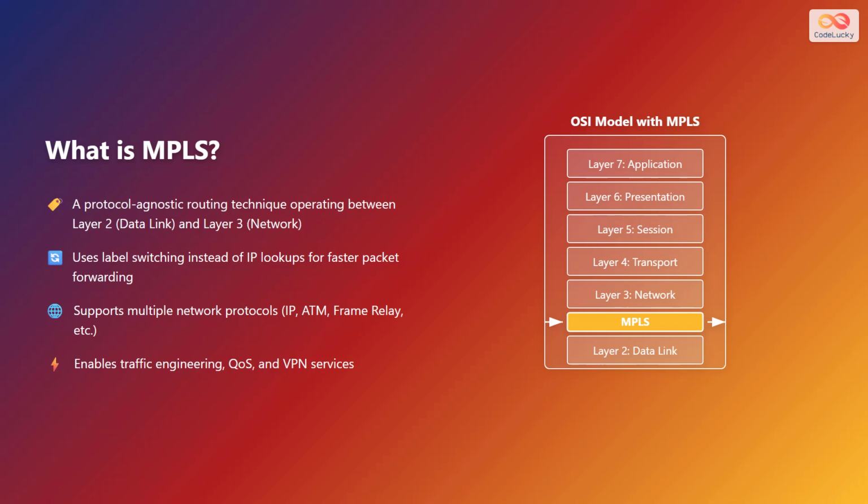MPLS is protocol agnostic, meaning it can support various network protocols such as IP, ATM, and frame relay. It also enables advanced features like traffic engineering, quality of service or QoS, and virtual private network services. Looking at the OSI model, you can see how the MPLS layer sits between the network and data link layers, effectively streamlining data transfer.